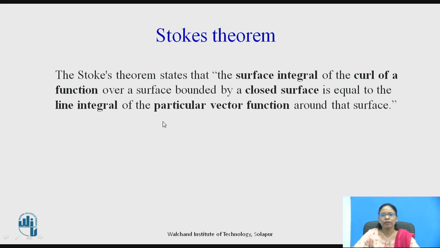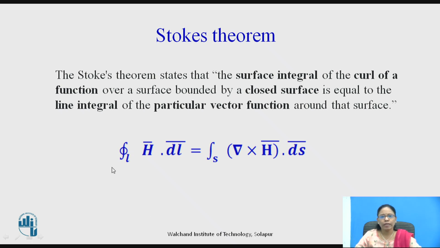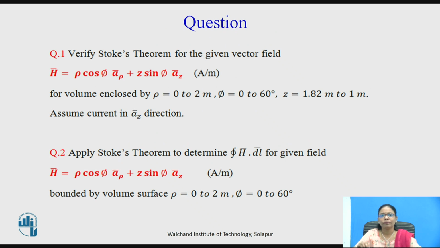The same thing mathematically I can express like this: closed line integral of H dot dl is equal to the surface integral of del cross H dot dS. This del cross H is called the curl of H over the surface. The closed line integral of H dot dl indicates that when the current is flowing from one point to another, we should consider all the components of that filament. The closed line indicates that the complete path of the current filament should be covered.